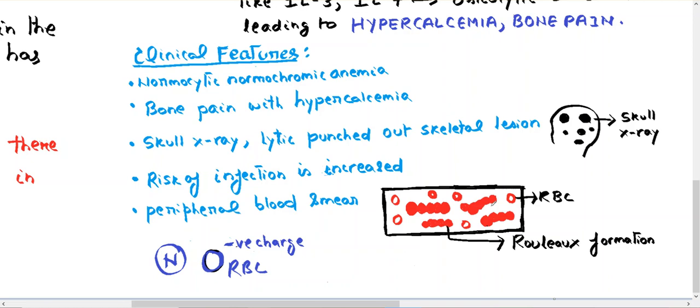But in case of multiple myeloma, these proteins decrease the negative charge. As a result, the RBCs stick to one another, forming the rouleau formation, and this should be differentiated from the cold agglutinin, where there is agglutination of the RBCs instead of this rouleau formation. Cold agglutinin is mainly due to mycoplasma infection, okay. You see the cold agglutinin, where there is an agglutination of the RBCs.